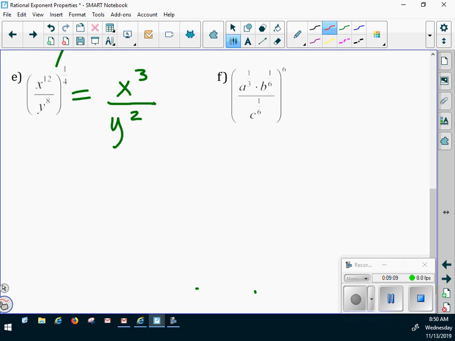All right, here we go. A to the 1/3, B to the 1/6, over C to the 1/6, all raised to the 6th. You separate them and do them separately. I can separate them, yes. A to the 1/3 raised to the 6th is a squared. B to the first over C.